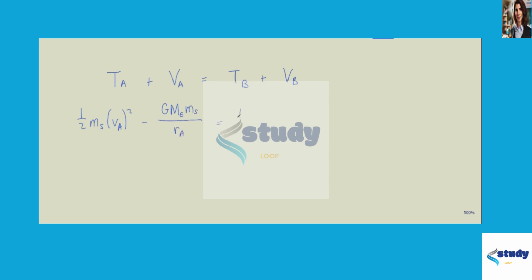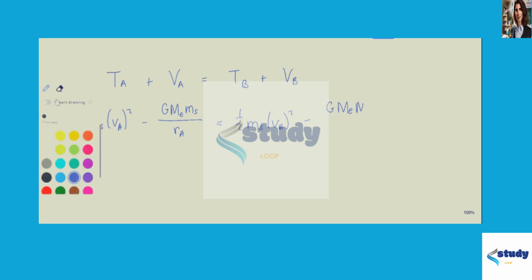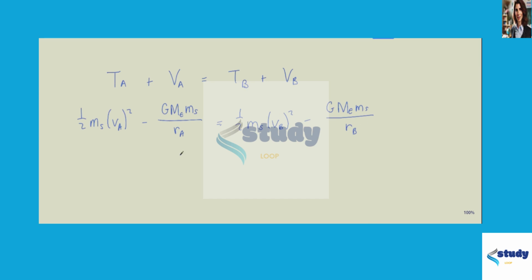This must equal the kinetic energy at point B, a half ms vb squared, minus the gravitational potential energy at point B, which is again G me, mass of the Earth, times ms, the mass of the satellite, divided by the separation at point B, which is Rb.